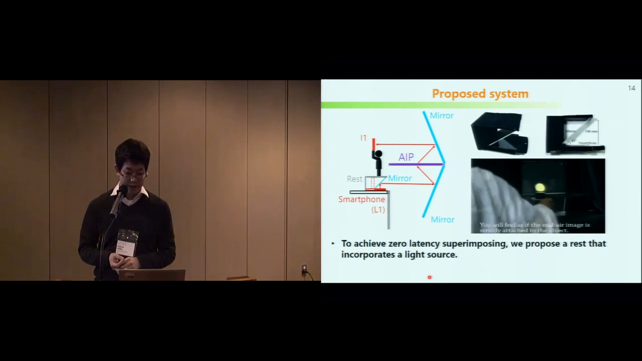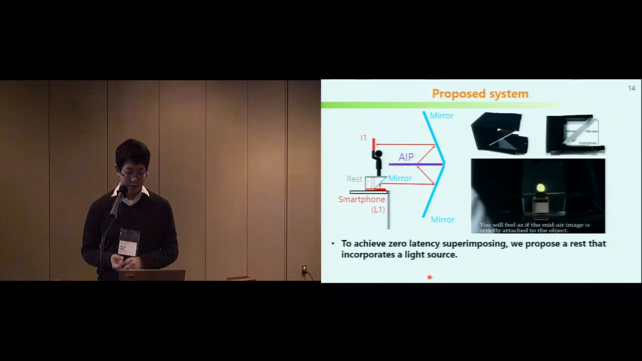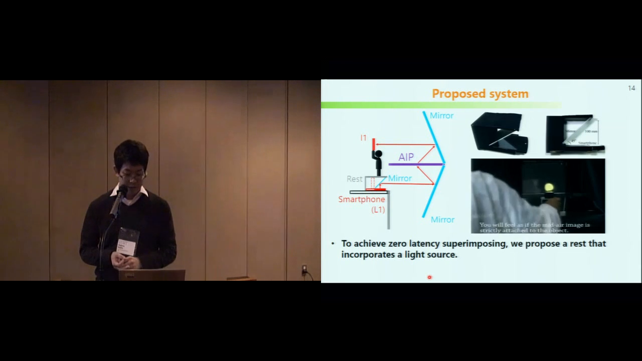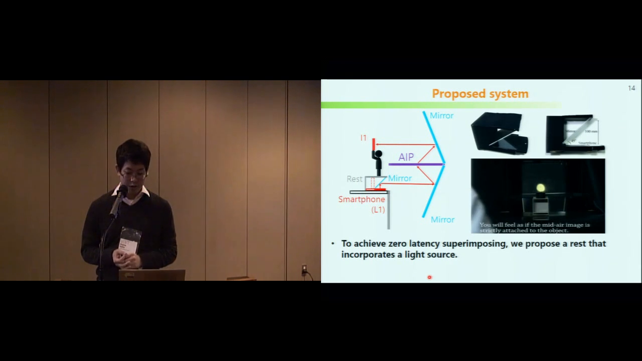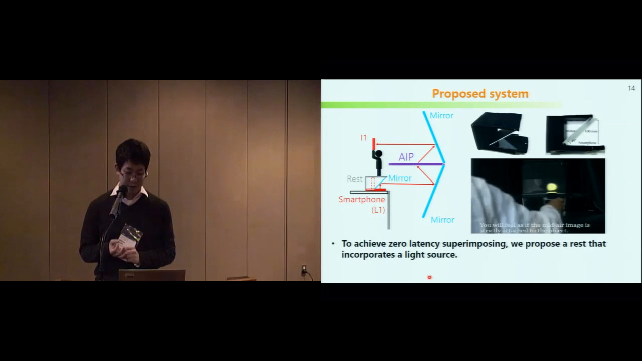To achieve zero latency in superimposing, we propose a rest that incorporates a light source. The rest consists of the base of the rest, a mirror, and a smartphone. Light from the light source L1 is reflected by the mirror in the rest and goes through the main optical system and finally forms I1. The relative position of L1 and I1 is always the same as long as the object is not lifted off the touch table.